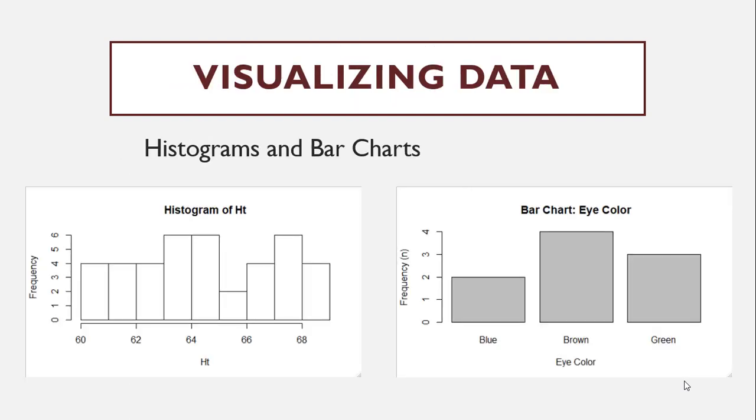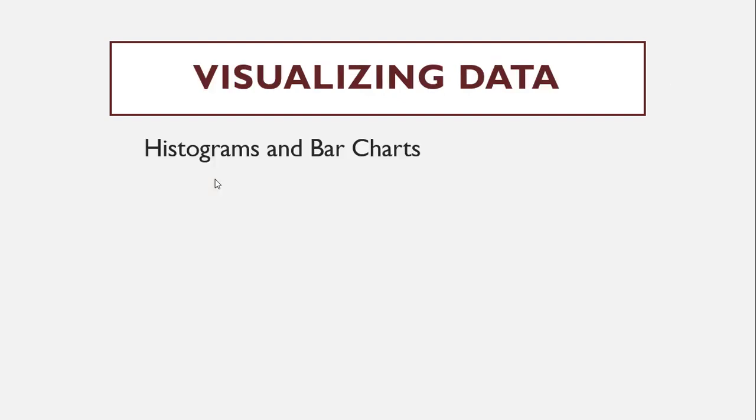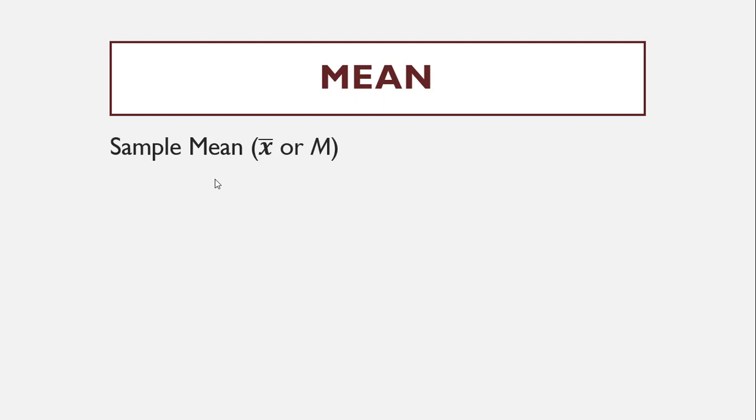So not just the possible heights, let's go back. Not just 60 plus 61 plus 62, we also have to account for the number of frequencies. So 60 plus 60, because it happens twice, plus 61 plus 61 because it also happens twice, plus 62 plus 62 plus 62. You could also use multiplication, but you get the idea. We're summing together all of the heights for all the individuals, not just all the possible heights. And then we're going to divide by the number of scores, which in our data was 40.